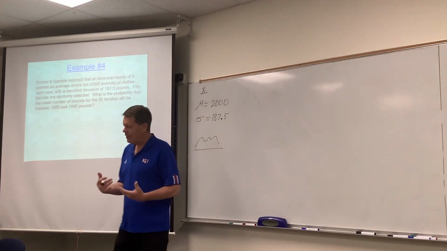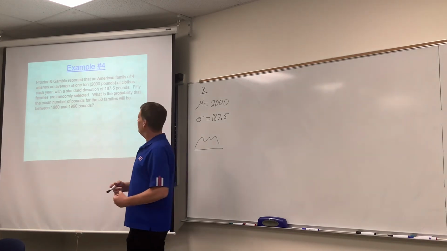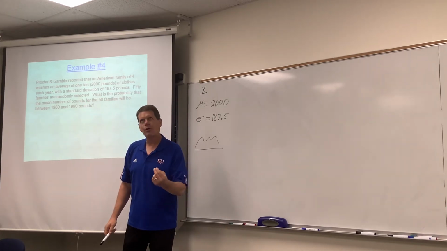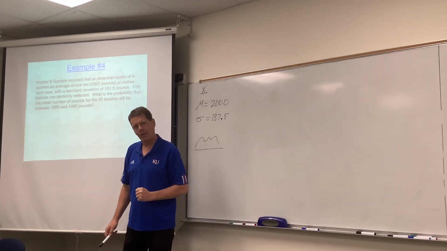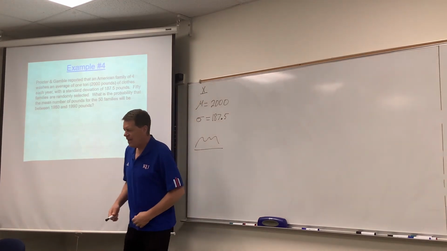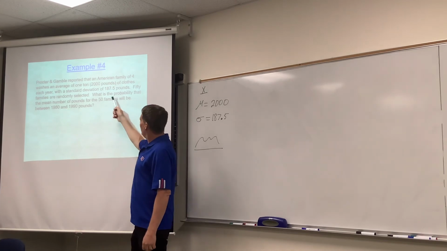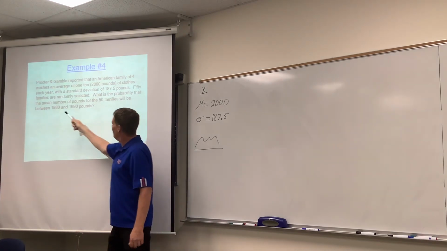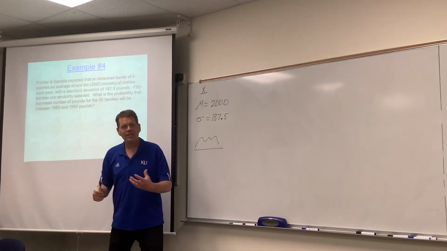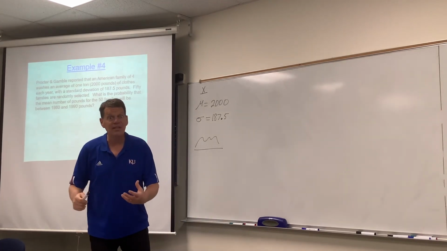As we continue to read this, and again, you have the notes in front of you that have been uploaded, it says 50 families are randomly selected. I hope you are thinking, that sounds like a sample. That's not the entire population, that's just a sample of 50. And then it goes on to ask us, what's the probability that the mean for the 50 families, what does that mean? That's the mean of a sample.